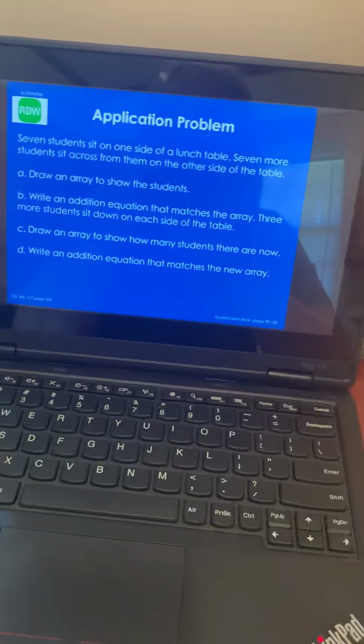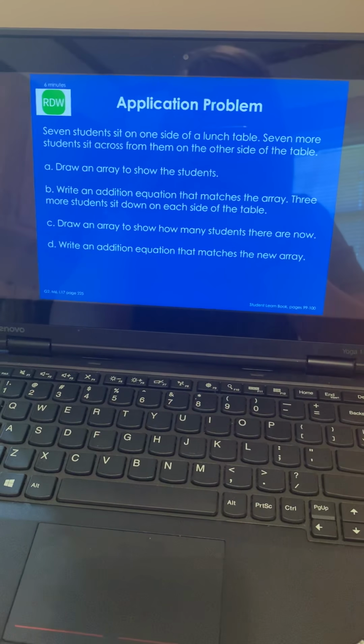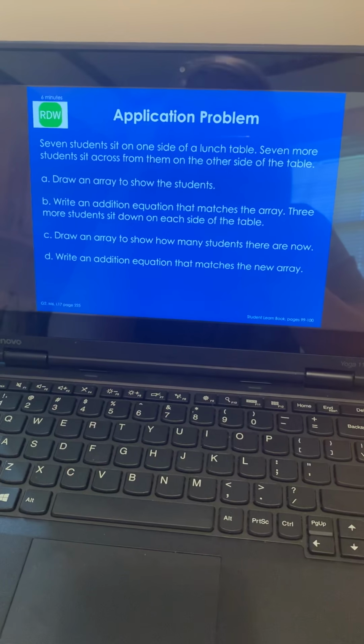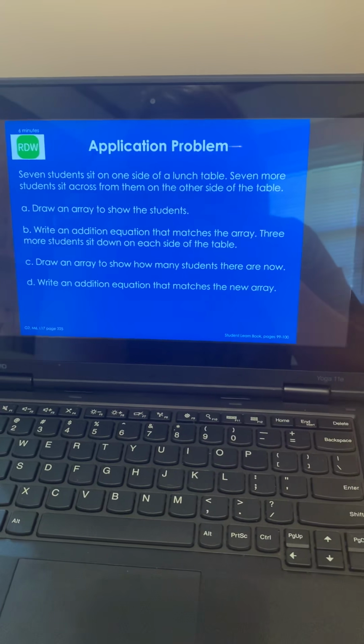Okay, I'm going to give you a little bit of time to draw your array. Within this time, if you finish drawing the array, you can go ahead and write your addition equation that matches your array.